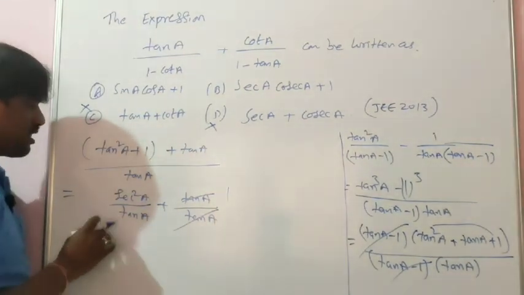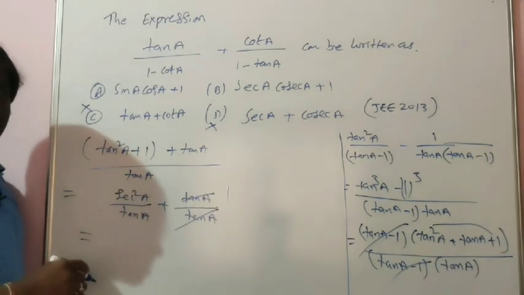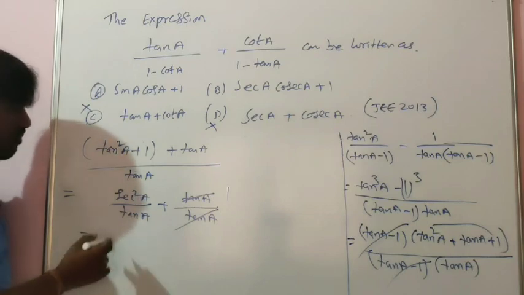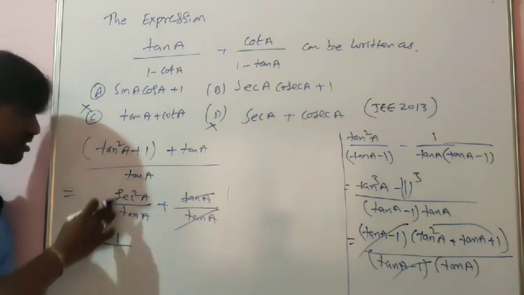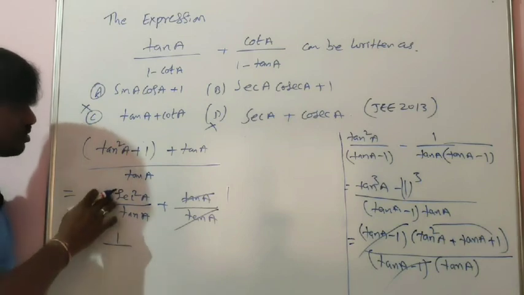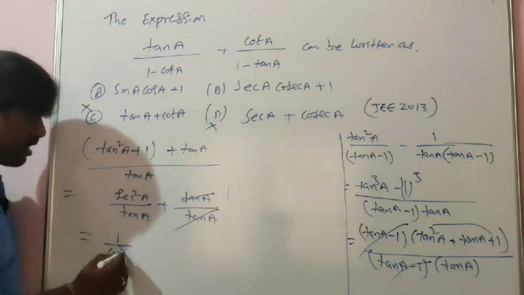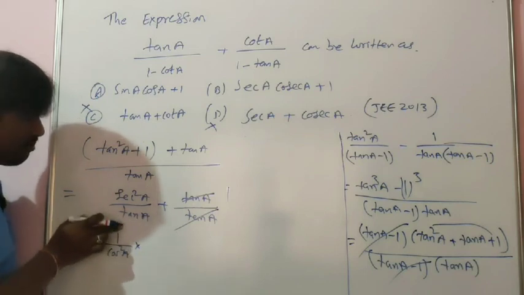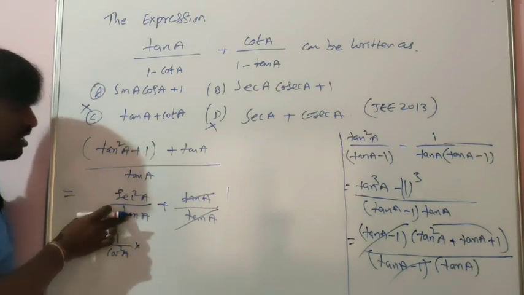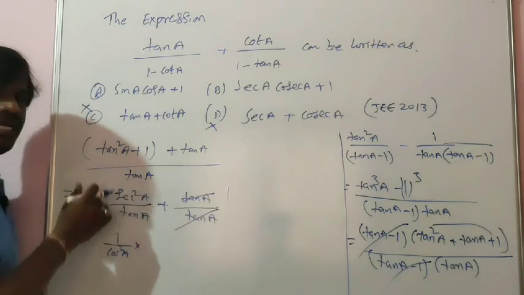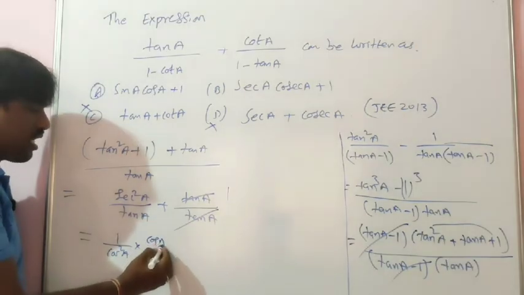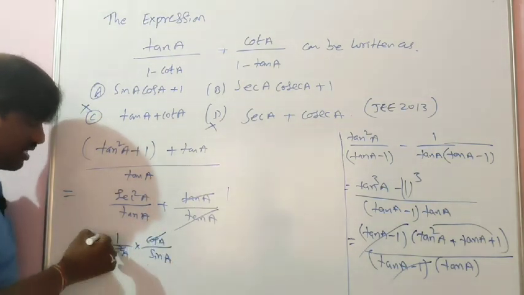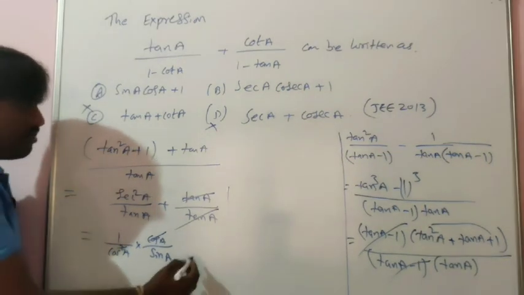Let's see here, this sec square A can be written as, what is the reciprocal of sec? Sec is the reciprocal of cos. So what I can write is 1 upon cos square A, and the denominator is tan. Tan can be written as sin by cos. If I take it to the numerator, I'll get cos by sin, so I'll get cos A by sin A. In that, one cos will be getting cancelled, plus 1.